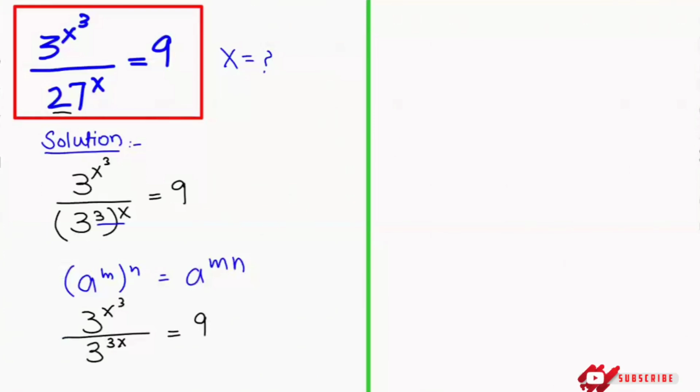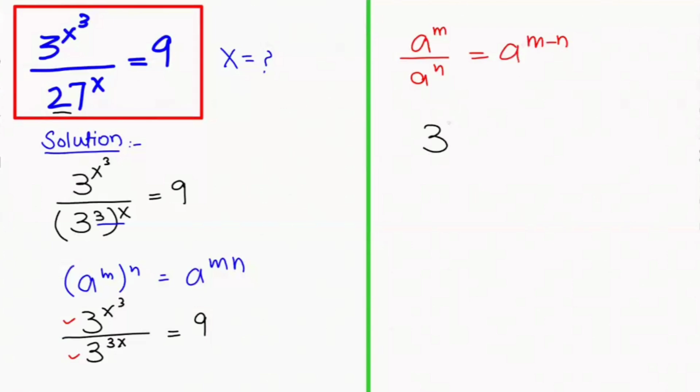Again, here I am going to use the exponential rule, that is a to the power of m over a to the power of n is equal to a to the power of m minus n. So we have the same base in the numerator and denominator, so I will write 3 to the power of x cubed minus 3x is equal to 9. Now I am going to change this 9 in the form of a power. So 3 to the power of x cubed minus 3x is equal to 3 to the power of 2.